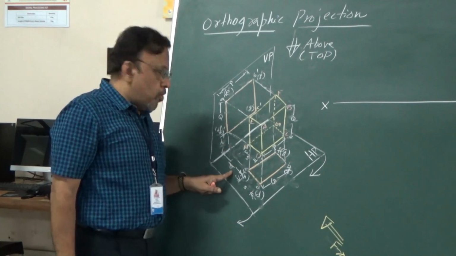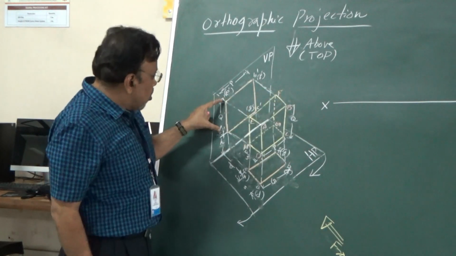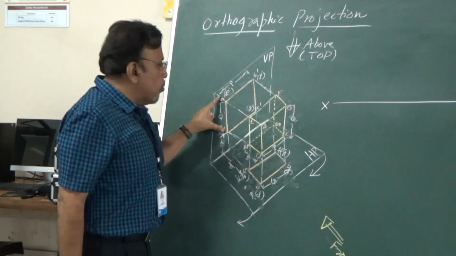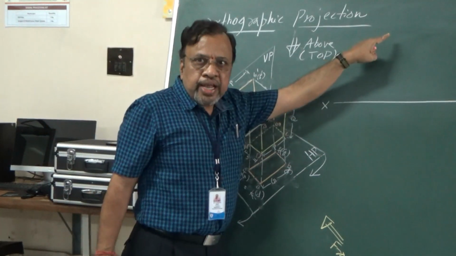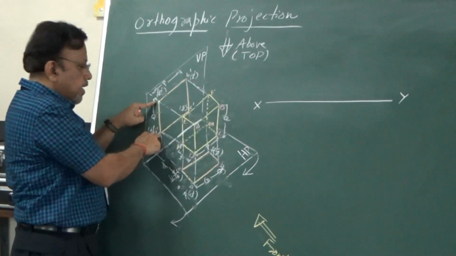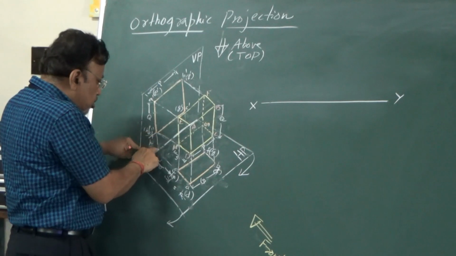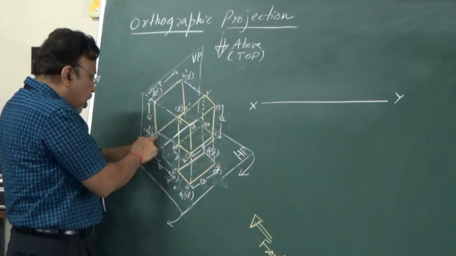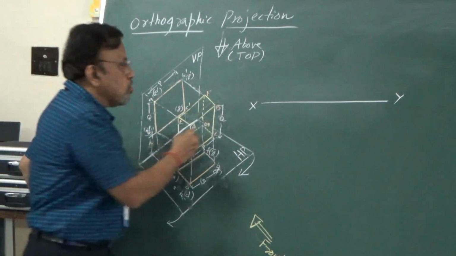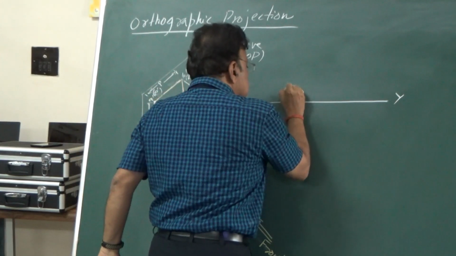Is it okay? Now, if I want to show this particular view which is above the XY line, I need to show this rectangle. So where do we show this rectangle? This rectangle should be at a distance equal to h above this XY line. So what do I do then? I will just consider this.